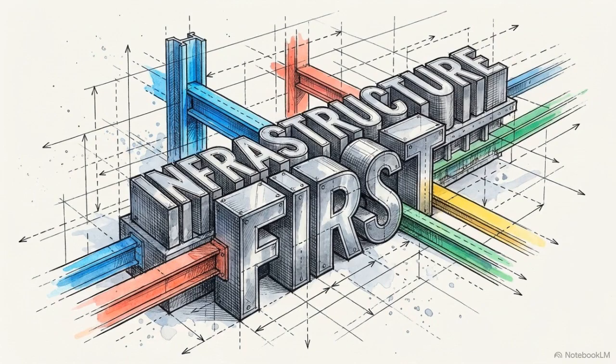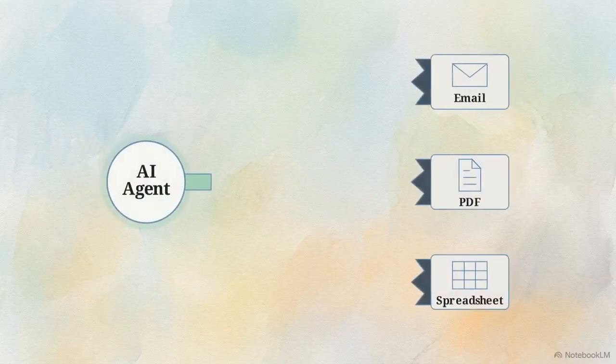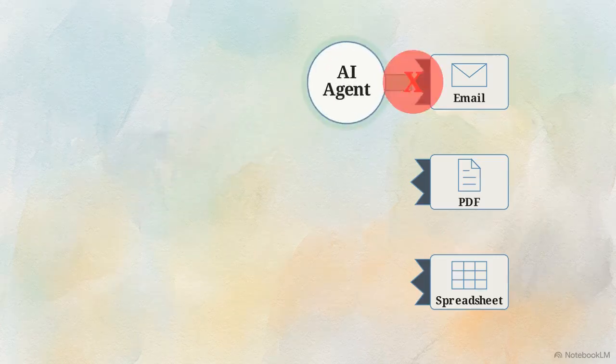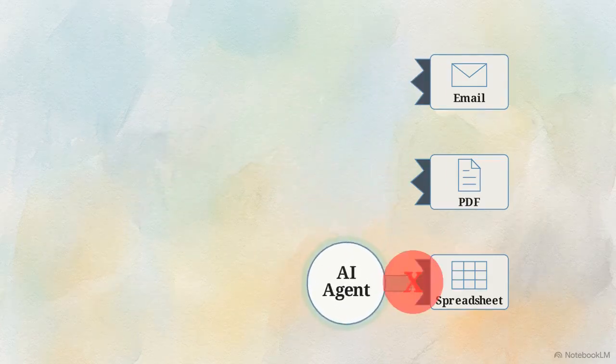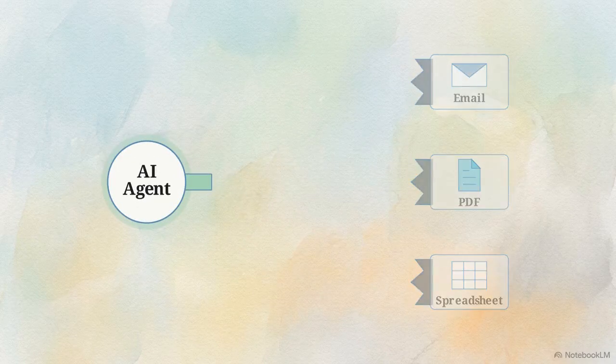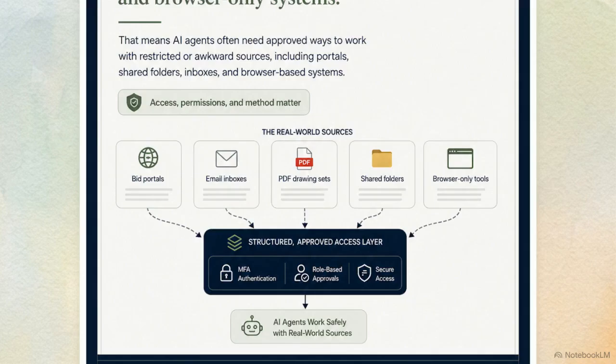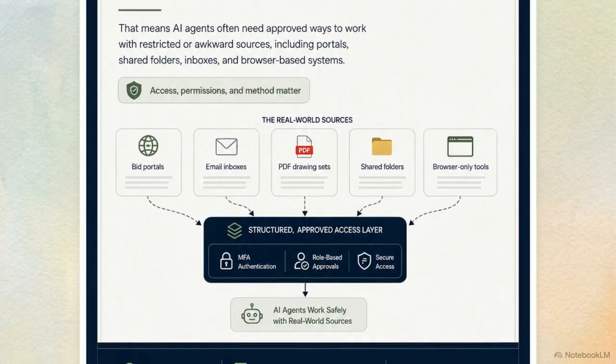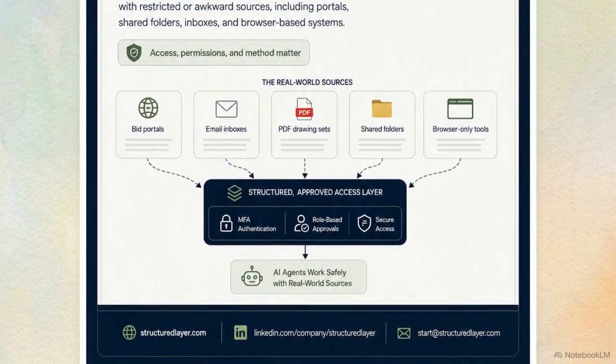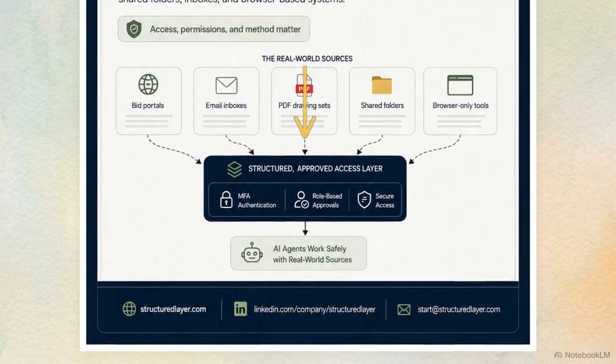Constructing reliable enterprise AI is a challenge of systems architecture. A persistent misconception in enterprise IT is that AI agents can simply be plugged directly into existing systems via perfect APIs. The reality is fragmented. High-value work happens in scattered sources: external portals, inboxes, PDFs, and legacy tools. Pointing an AI directly at these formats introduces significant security risks. That is why every input must pass through the structured approved access layer first.